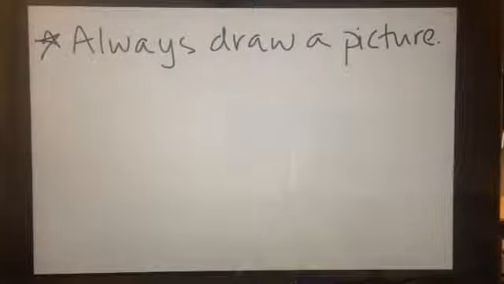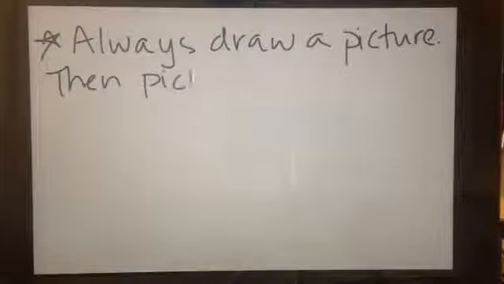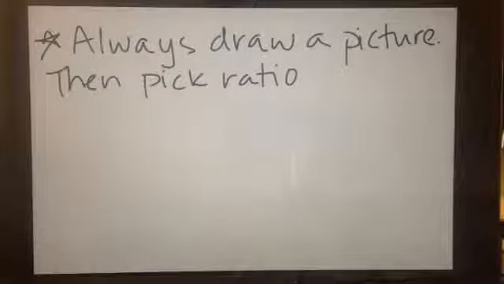And often once you start drawing a picture, the problem is more simple than it appears to be just by reading it. So always draw a picture first, then pick a trig ratio. Sometimes you'll have choices, usually your trig ratio will depend on the information that you're given, and solve.